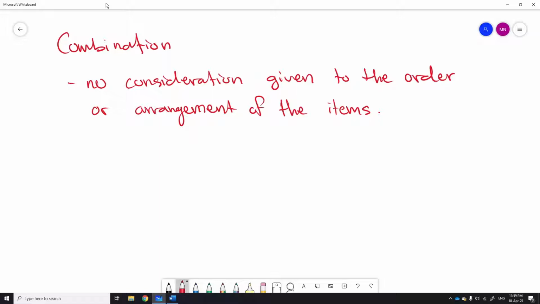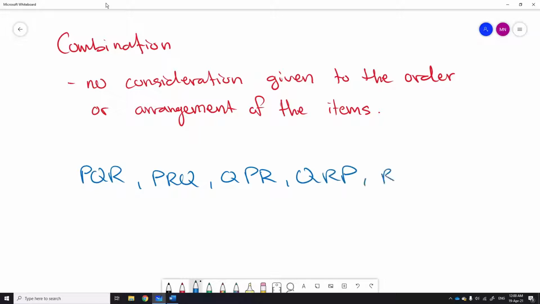Okay, for combination, the arrangements P, Q, R; P, R, Q; Q, P, R; Q, R, P; R, P, Q; and R, Q, P are still considered as one.